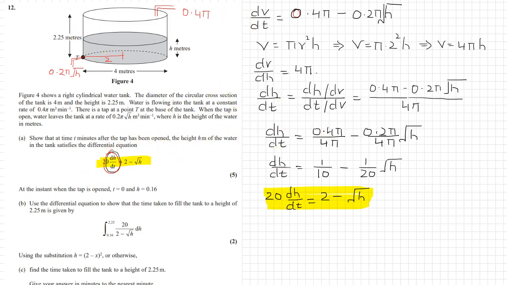Part B. This was part A. Use the differential equation to show that the time taken to fill the tank to a height of 2.25 meter is given by this integral. When t is equal to 0, h is equal to 0.16.